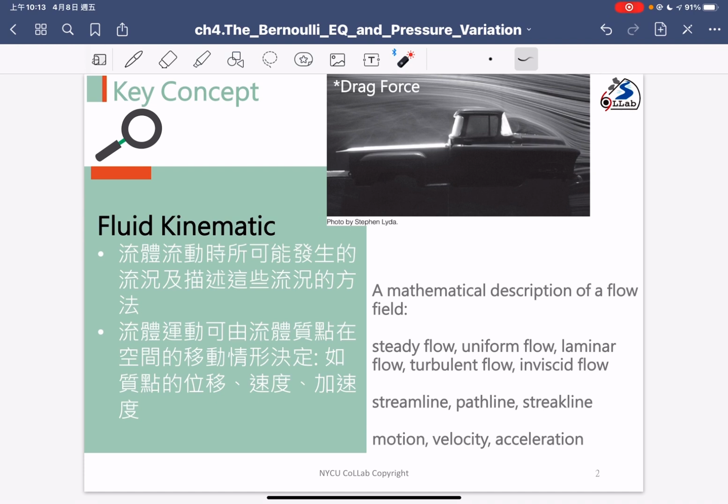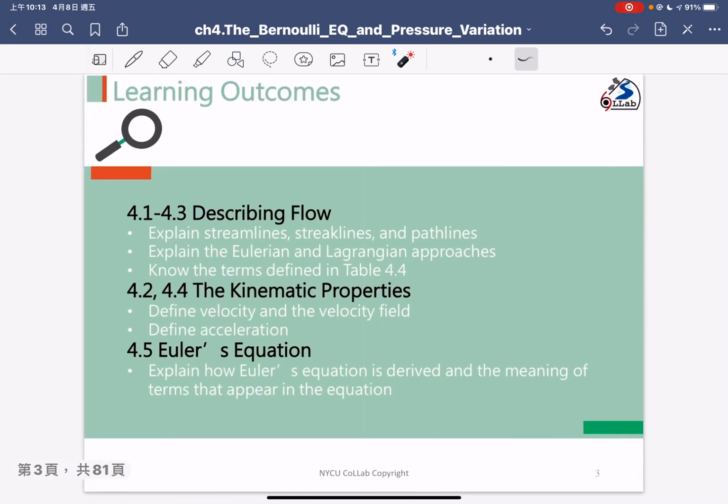And there are three lines: stream lines, path lines, and streak lines. The lines shown here are what we use to describe the fluid motions. The different lines have different definitions, and I will teach them later. Okay? So these are the outcomes for this chapter.